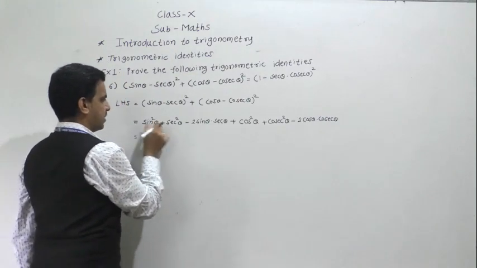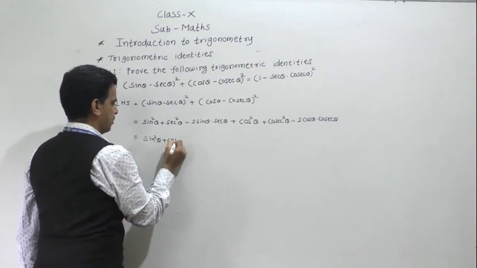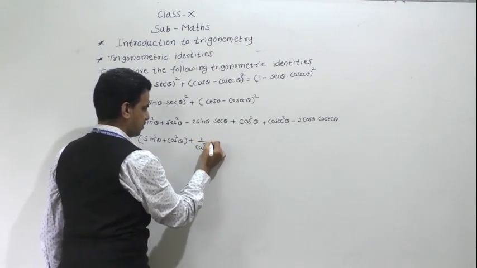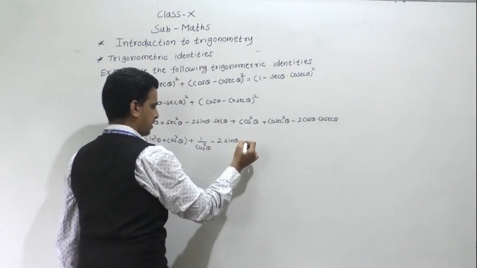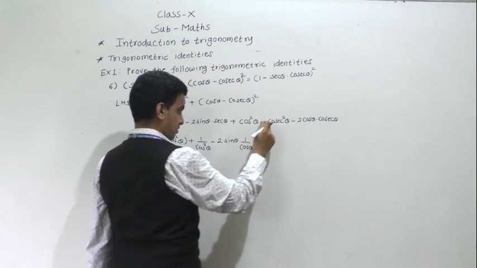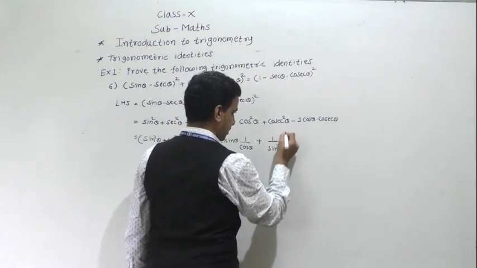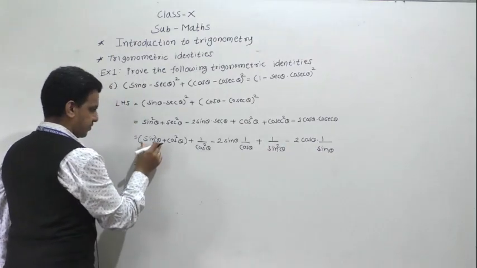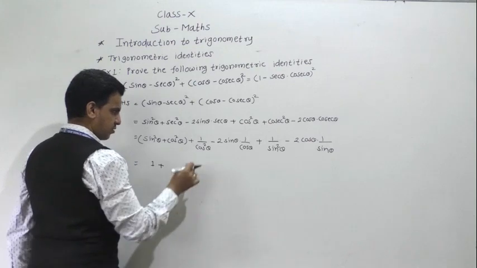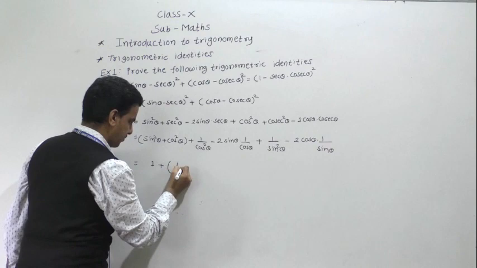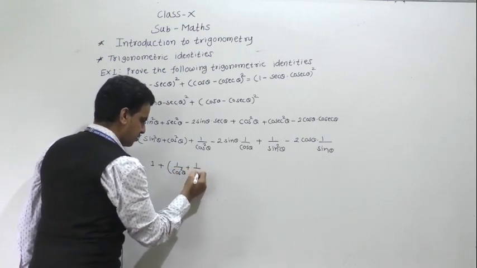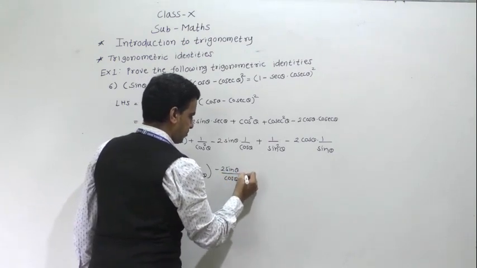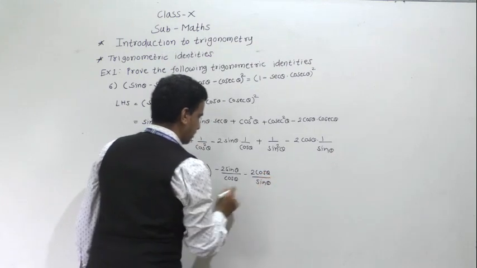Okay, so sine square theta plus cos square theta, take together, then plus sec square theta, this sec square theta we can write as 1 upon cos square theta, minus 2 sine theta into sec theta, we can write 1 upon cos theta, plus cosec square theta, 1 upon sin square theta, minus 2 cos theta into cosec theta, which means 1 upon sin theta. Okay, now sin square theta plus cos square theta, this value is 1, plus 1 upon cos square theta plus 1 upon sin square theta, I am taking together, and minus 2 sin theta upon cos theta and minus 2 cos theta upon sin theta. Okay, these two terms I am taking together.